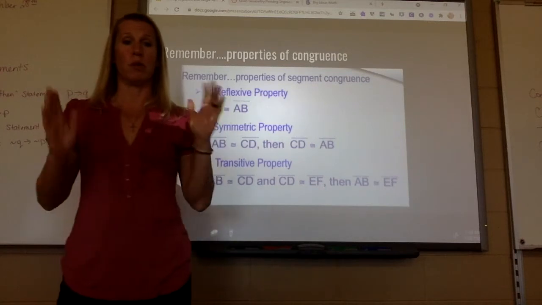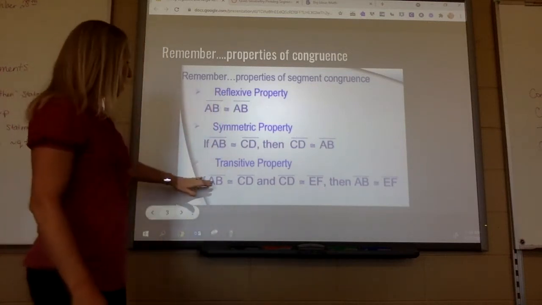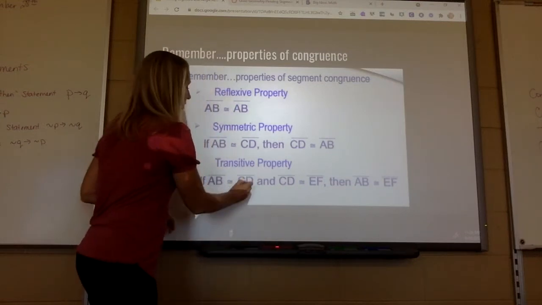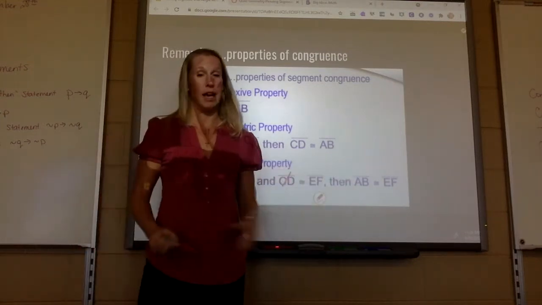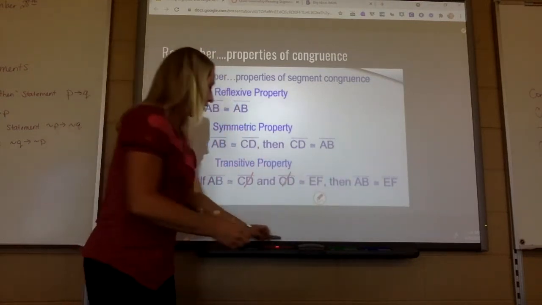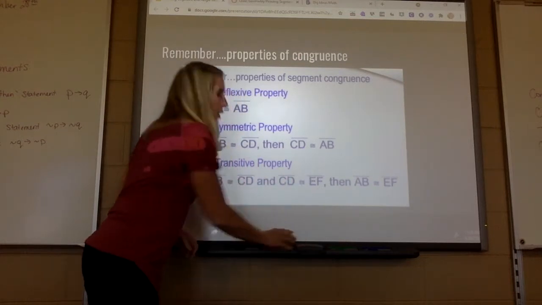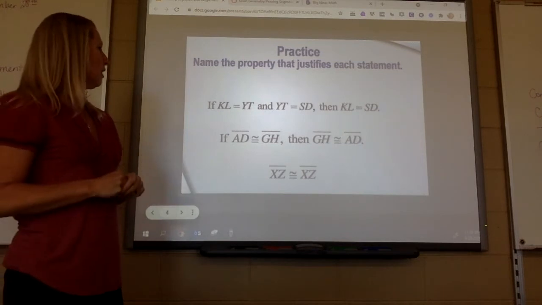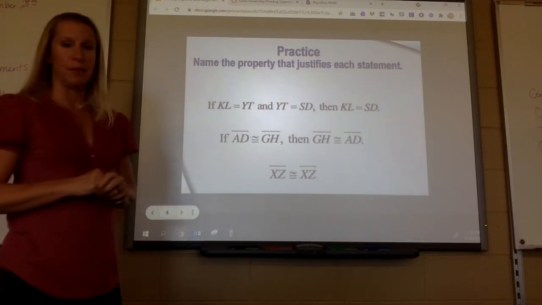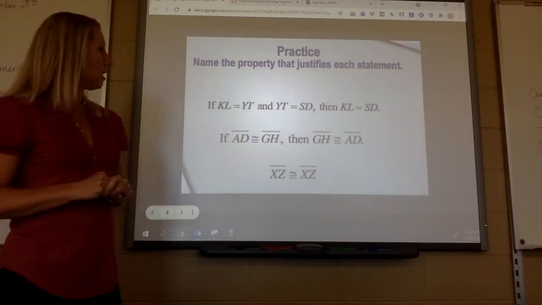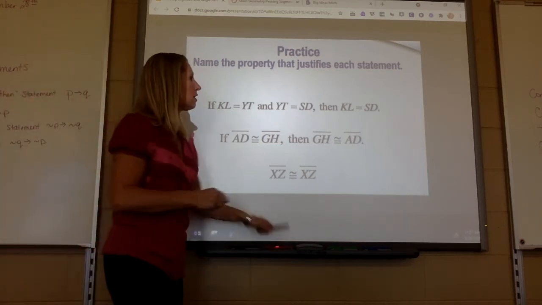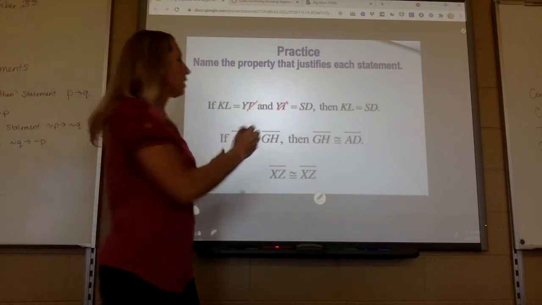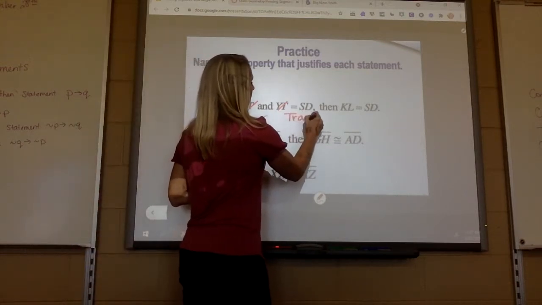Transitive property is the one where you take out what's repeated. If AB equals CD and CD equals EF, we can take out the CDs and say AB equals EF. So I hope you are learning those. Let's try this. If KL equals YT and YT equals SD, then KL equals SD. So what's the one where you take out what's repeated? That's the transitive property.